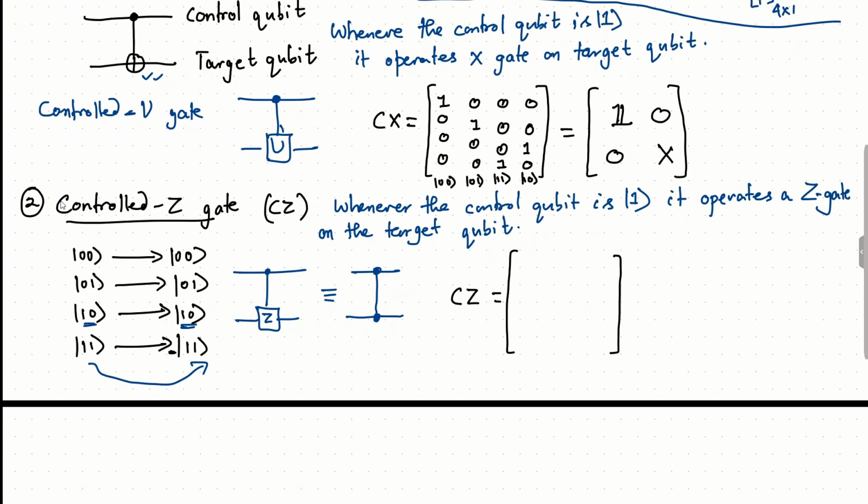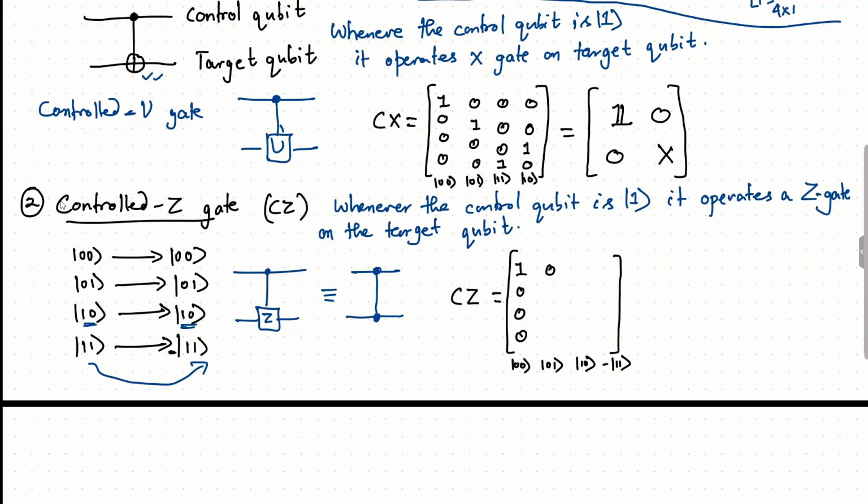So the first column should be the output when the CZ gate operates on 0, 0, right? So this should be 0, 0. 0, 1 should be taken to 0, 1. 1, 0 should be taken to 1, 0. But 1, 1 is taken to minus 1, 1, right? That's why the first column should be this.